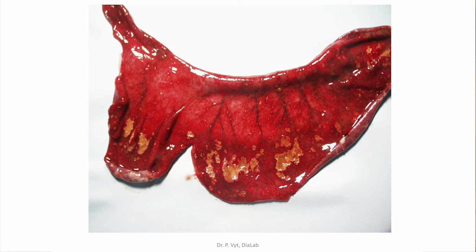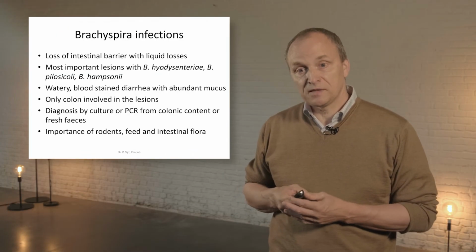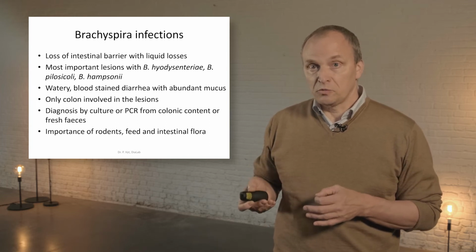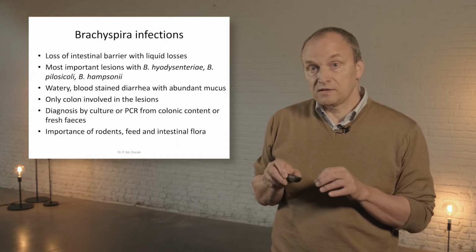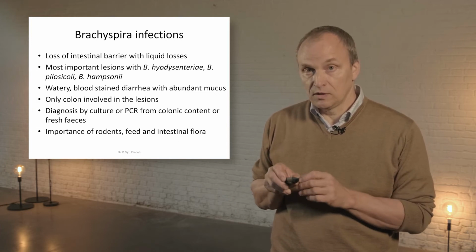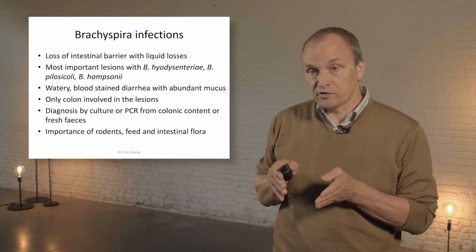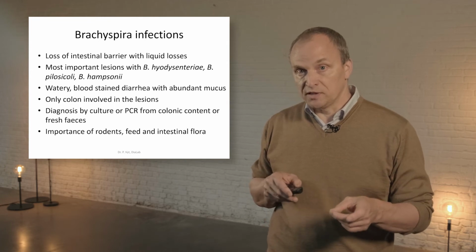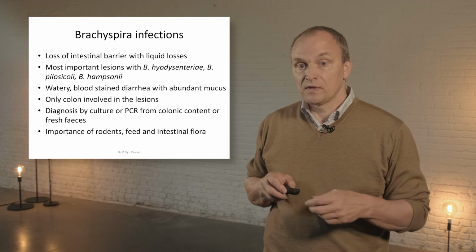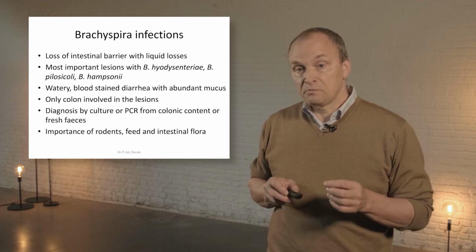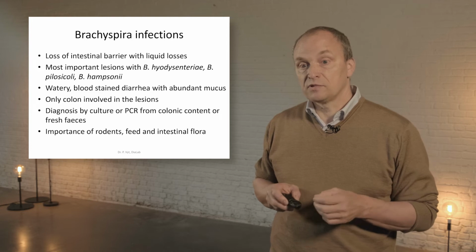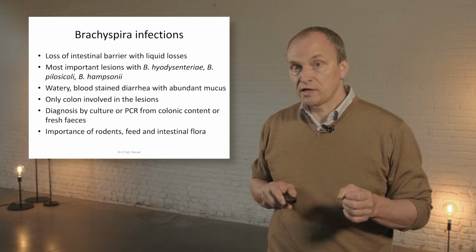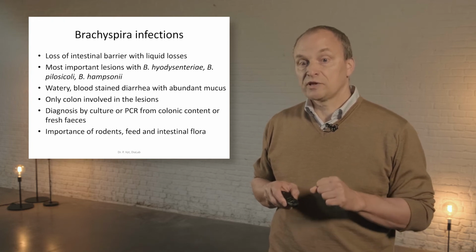The following bacteria, because there are a lot of them in enteritis, is Brachyspira. Brachyspira works in another way. It adheres in the colon to the intestinal wall, and it breaks down the barriers between the cells in the intestine. So you get loss of liquid within the large intestine. Very important and very pathogenic are Brachyspira hyodysenteriae, Brachyspira pilosicoli, and Brachyspira hampsonii. So you get a watery diarrhea with lots of mucus and sometimes blood.